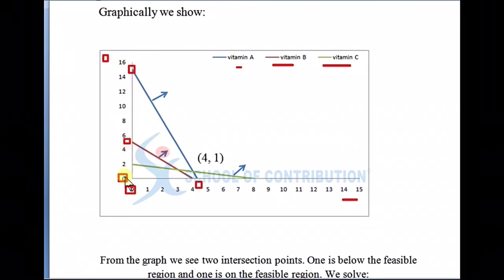And when x2 is 0, the intercept for x1 is 4. Okay, 4. On the other hand, for equation number 3, when x1 is 0, the intercept for equation number 3 is 2, and when x2 is 0, the intercept for equation number 3 is 8. Okay, so this is our drawing so far. Now we see from the graph that we have two intersection points. We just pinpoint this intersection point. This is one intersection point, this is another intersection point.